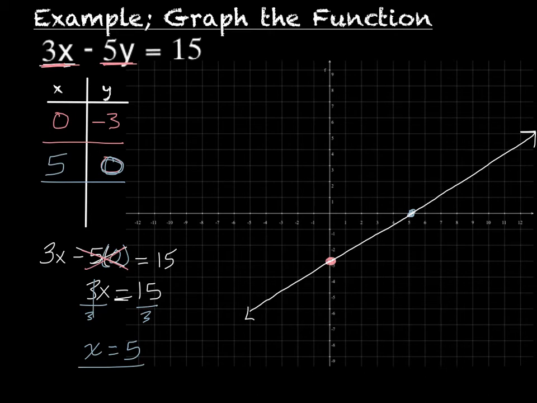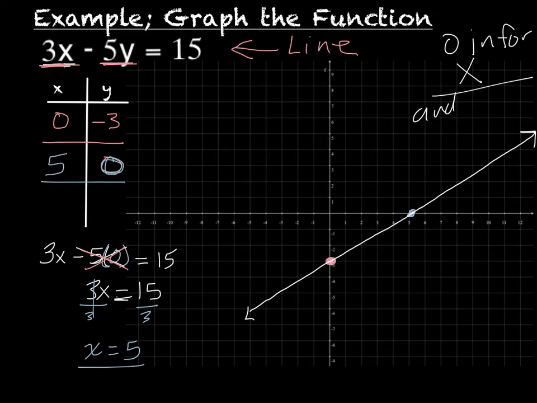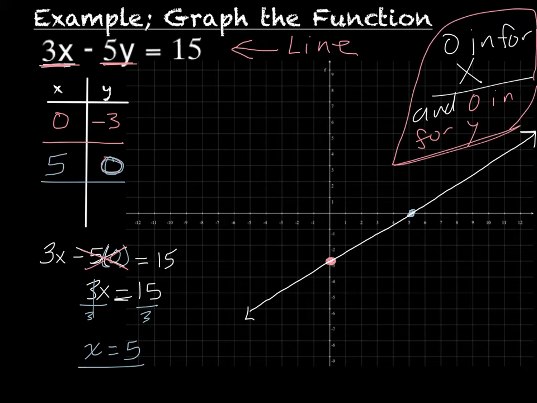So if you determine that the function is a line, just put 0 in for x, and 0 in for y, and then draw your line between the 2 points. So that's your method if it's a line. It'll just make it easier for you. Or you could graph a bunch of different points and then draw a line through all the points. It's the same idea.